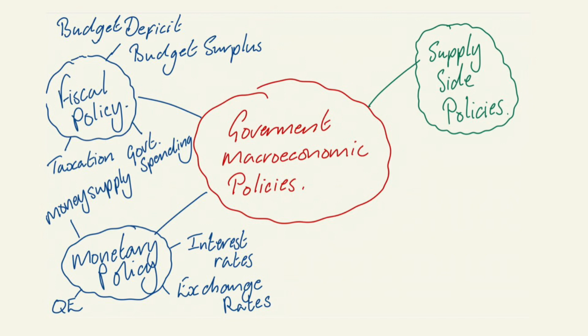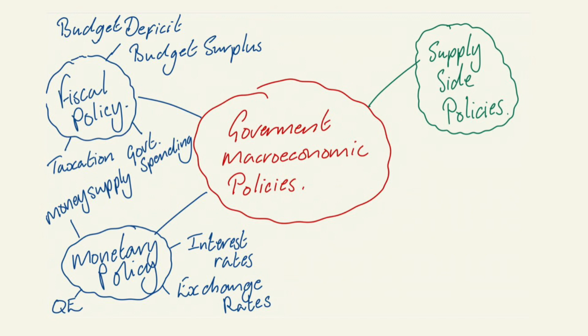Moving on to fiscal policy, this is when the government uses its budget in order to increase or reduce the level of aggregate demand in the economy. A budget deficit is when the government's tax receipts are less than its spending, and a budget surplus is when its tax receipts are greater than its spending.